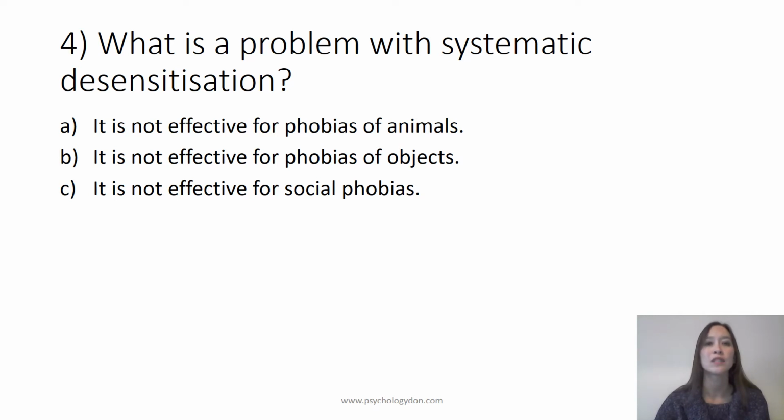Question 4. What is a problem with systematic desensitization? A. It's not effective for phobias of animals. B. It's not effective for phobias of objects. Or C. It's not effective for social phobias.